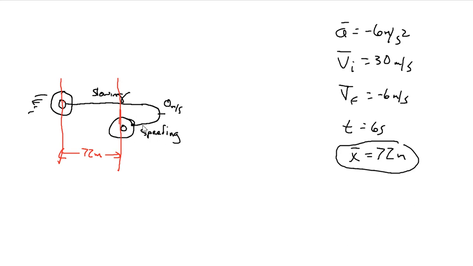Now, just to make one more clarification, right? Nothing shows it actually turning around in this picture. What's it doing? It's actually going this way, slowing down, slowing down, slowing down, stopping, and then it starts going backwards and speeding up, right? So it starts here, it ends here, and this distance is 72.